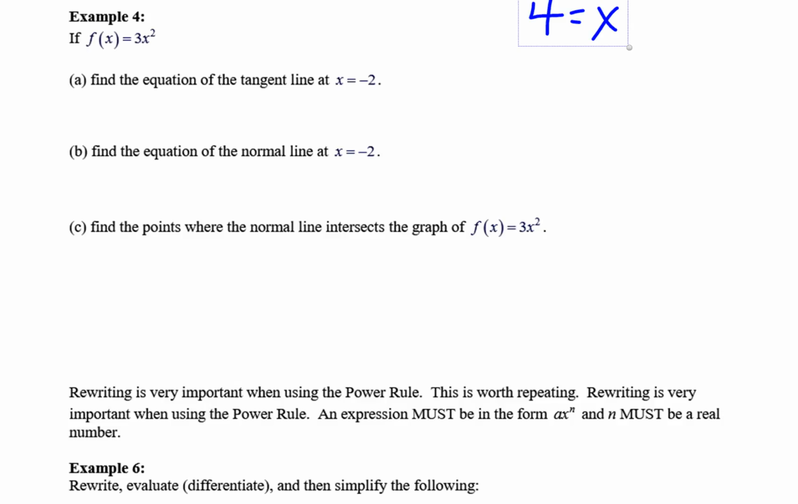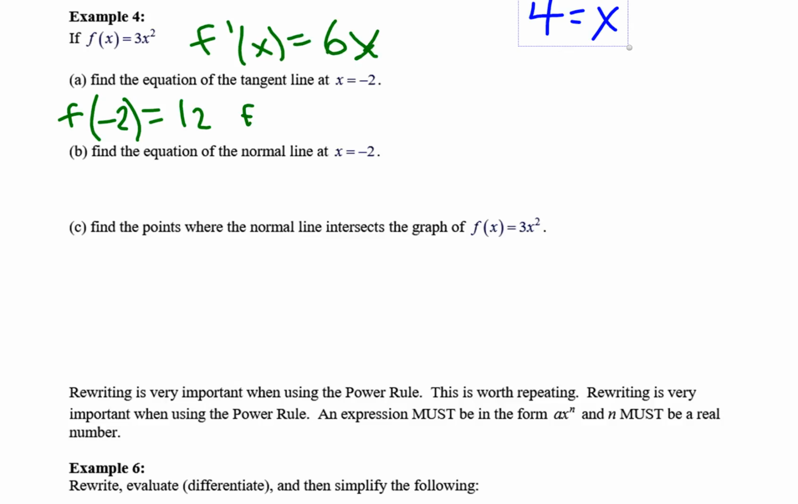Find the equation of the tangent line at x equals negative 2. We know we need two things. We need a point and a slope. So let's find f of negative 2. Plug that in, get 12. Now we need a slope, so we might as well find our slope function, 6x. Okay, so f prime of negative 2 is negative 12.